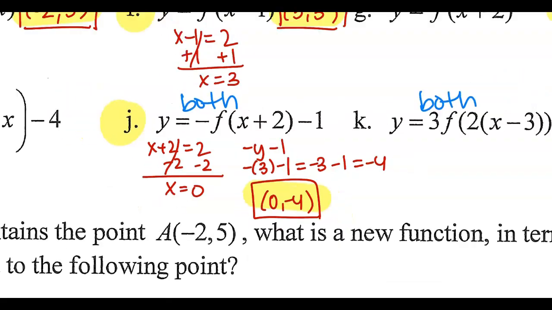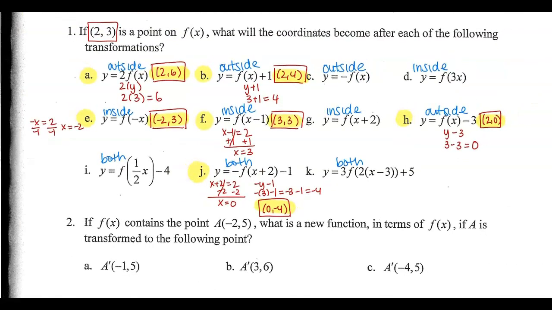So right now, I'm going to highlight a few questions in green that I want you to try. I want you to try right now letters C, D, and K. Pause the video right now and do letters C, D, and K.